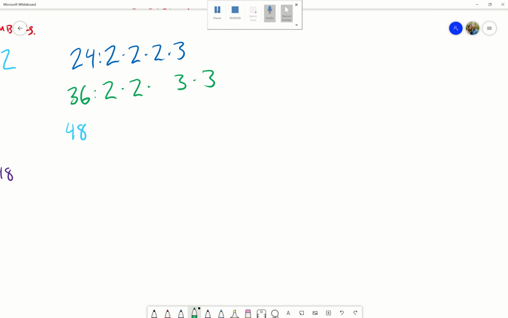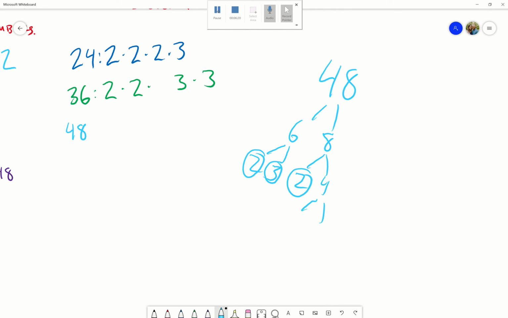And then finally we have 48. 48 breaks down into 6 times 8. 6 is 2 and 3. 8 is 2 and 4. And 4 is 2 and 2. Lots of 2's here in a 48. 48 breaks down into 2 times 2 times 2 times 2 times 3. All right, that is our prime factorization of the numbers.